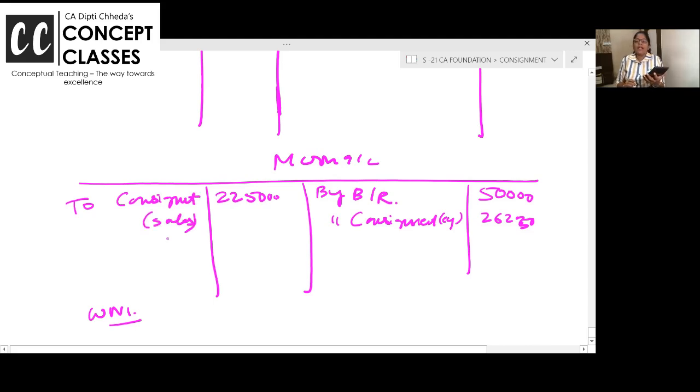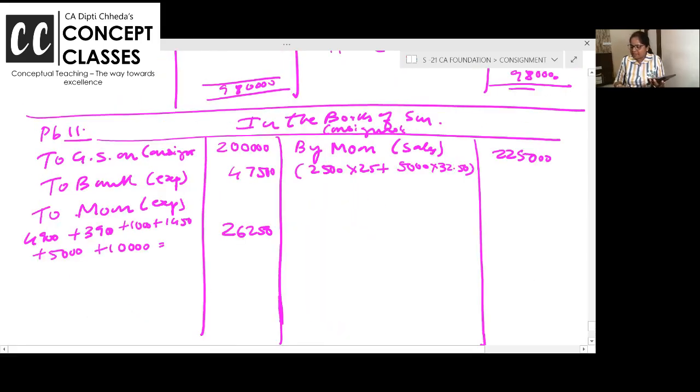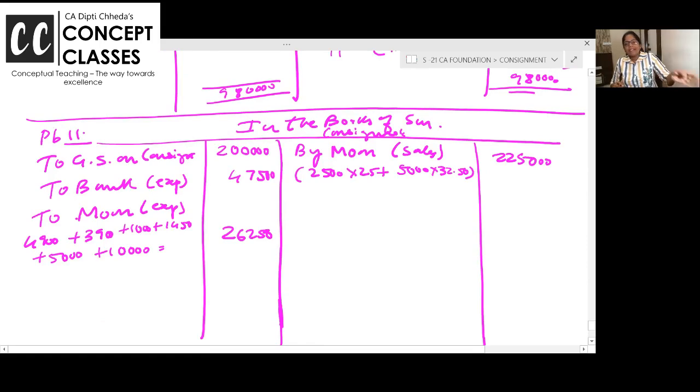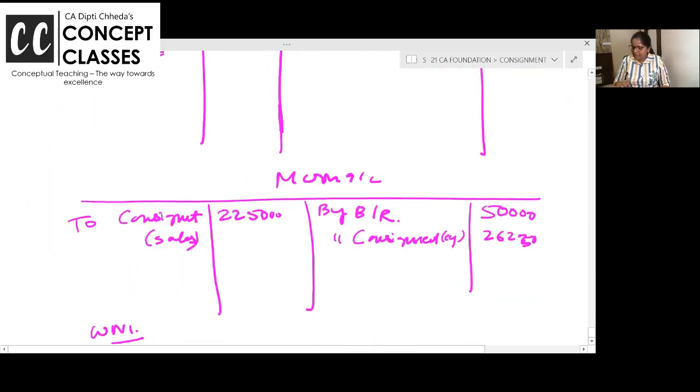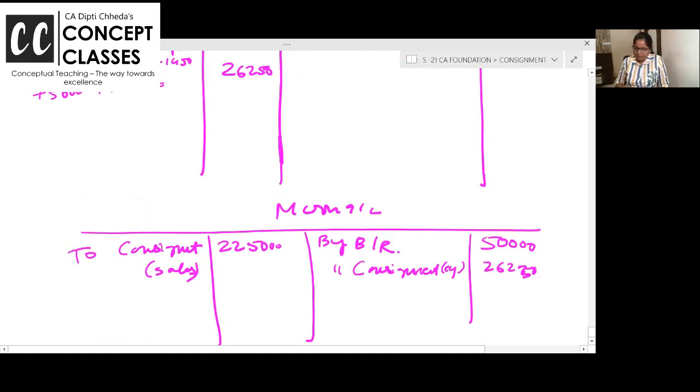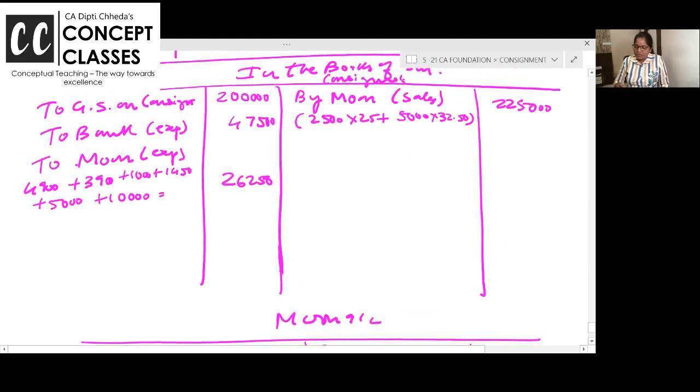I hope you all are writing. Again and again in Moon's account, to consignment, by consignment to. So what do you write for? No, this is for sales. I think we have changed our method. It is good, no. You are posting in the party's account together, no need to make it separately, do it together. It is also saving time. Clear or not? Goods sent, my expense, consignee's expense and sale.